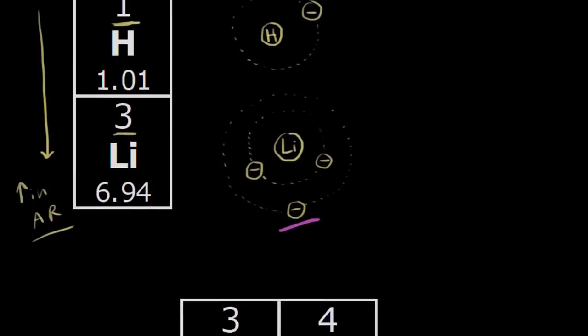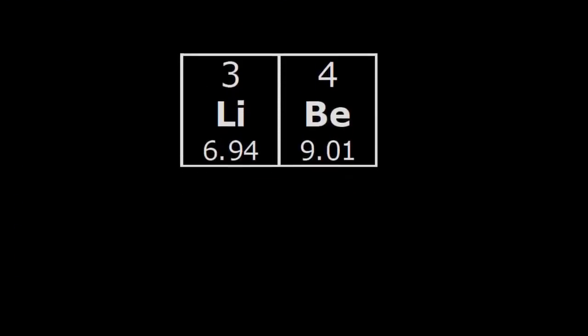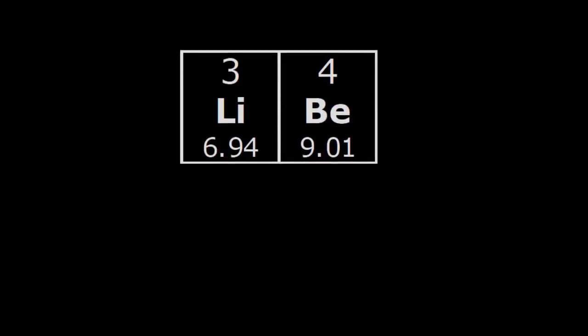Let's look at period trends next. As you're going across a period this way, you're actually going to get a decrease in the atomic radius. Let's see if we can figure out why by once again drawing some simple pictures of our atoms.